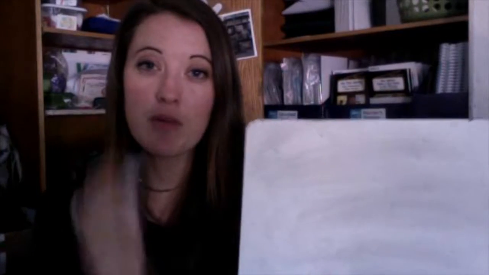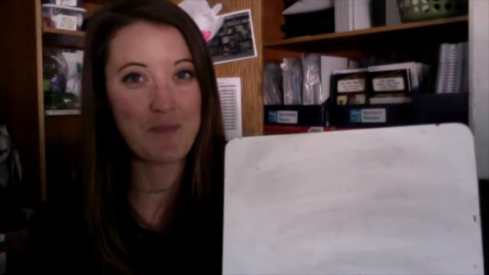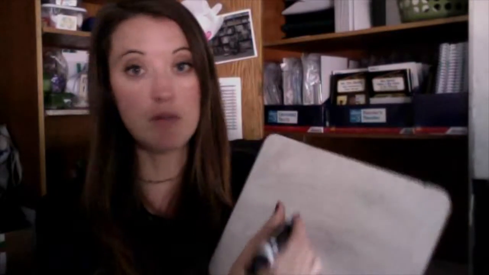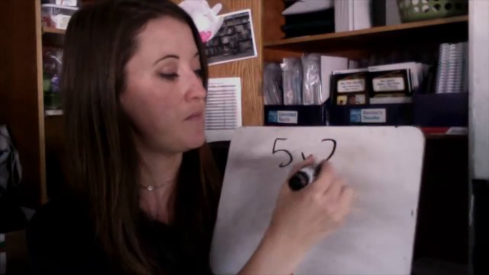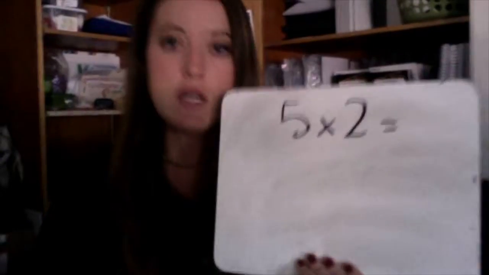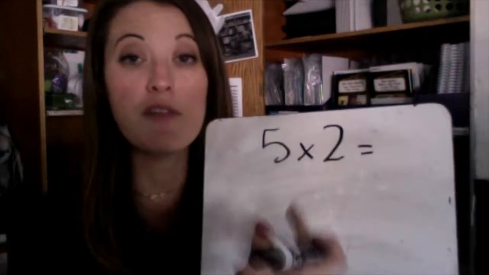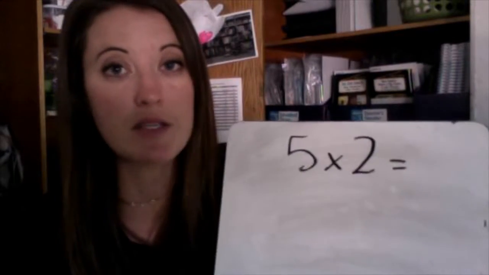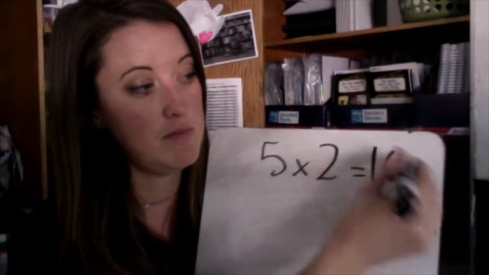Alright, have your board and marker ready? Let's do an example of the commutative property of multiplication. I'm going to write the number sentence 5 times 2. We're going to draw this out in an array. And then we're going to use the commutative property of multiplication to flip those numbers to see if we get the same answer. So I know that 5 times 2 equals 10.